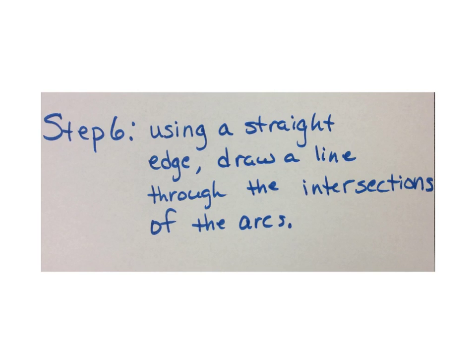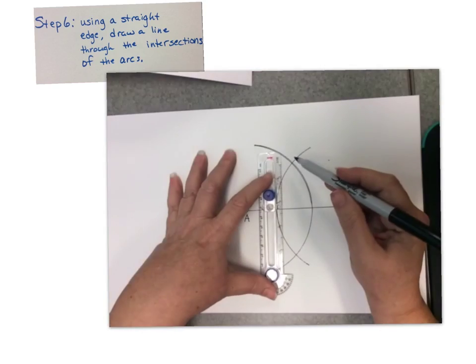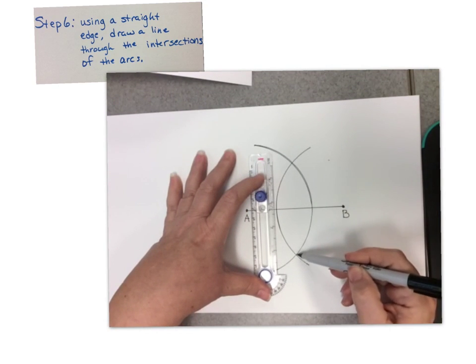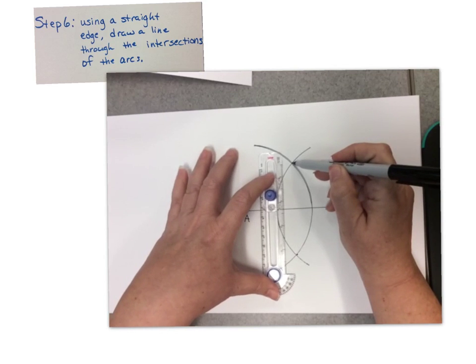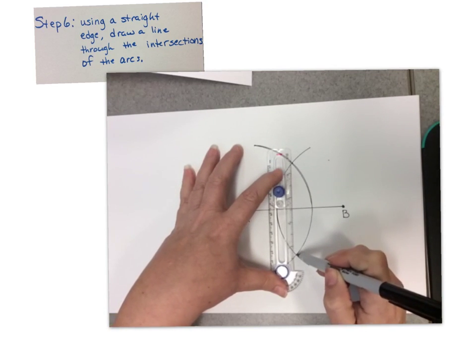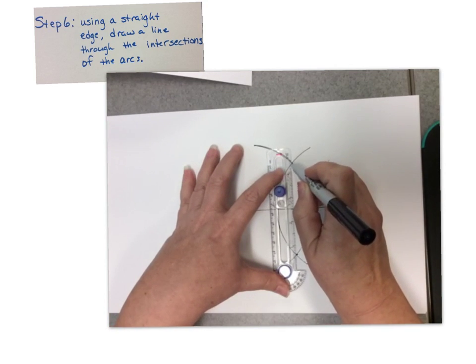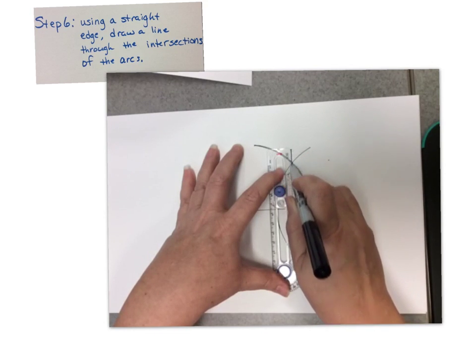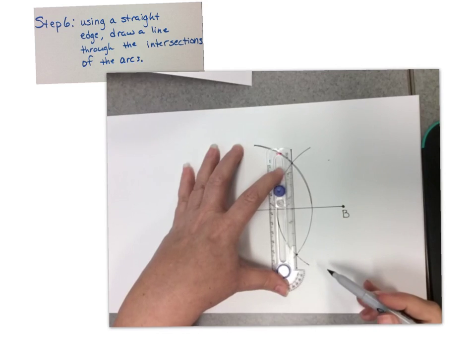Step 6, using a straight edge, draw a line through the intersections of the arcs. Your compass case is a straight edge. This is the intersection of the arcs, and this is the intersection of the arcs. So you want to use your straight edge and draw a line through the intersections. Take your time, line it up, make it beautiful because you're trying to get a perpendicular line.